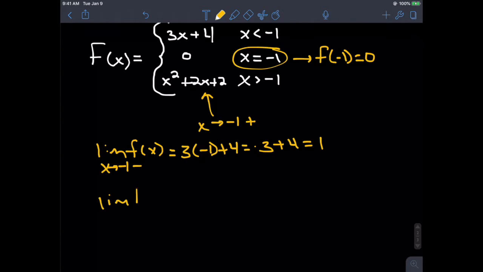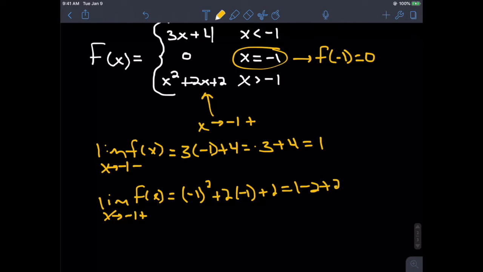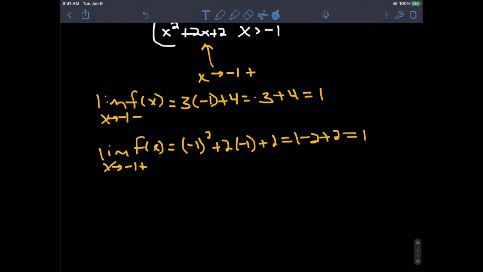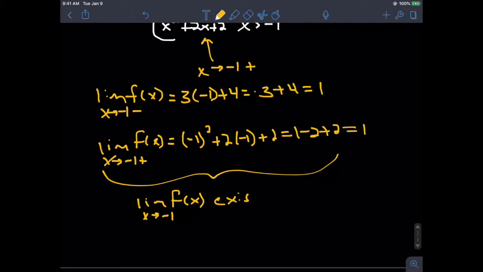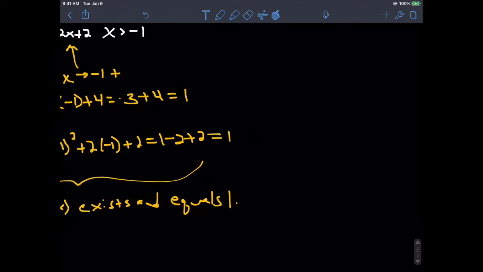Now we have to check from the right-hand side. The limit of f of x as x approaches negative 1 from the right is going to equal negative 1 squared plus 2 times negative 1 plus 2. This is going to be 1 minus 2 plus 2, and at the end of the day, we get 1. Now, our left and right-hand limits did equal each other, so that means that the limit of f of x as x approaches negative 1 does indeed exist. And guess what it equals? It equals 1.